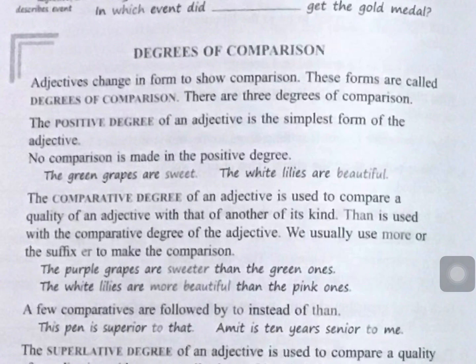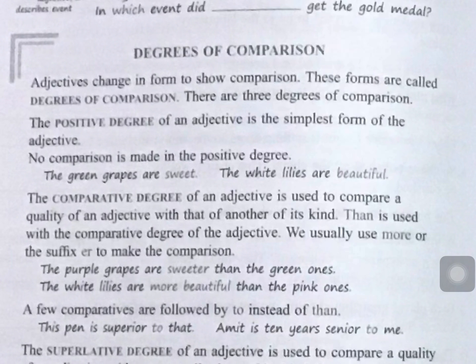The green grapes are sweet. The white lilies are beautiful. The comparative degree of an adjective is used to compare a quality of an adjective with that of another of its kind. So here, comparative degree of an adjective, what does it do, children? Comparative degree of an adjective is used to compare the quality of an adjective with that of another. It compares with another adjective.